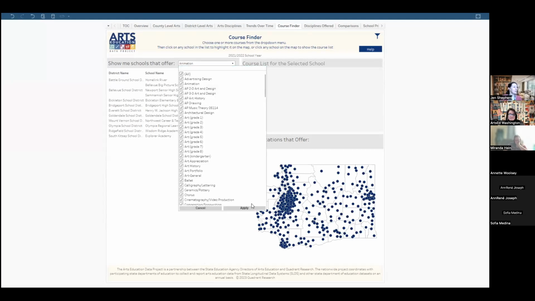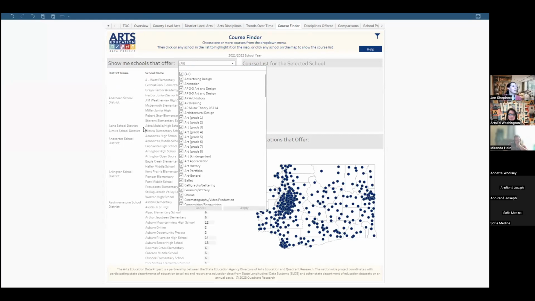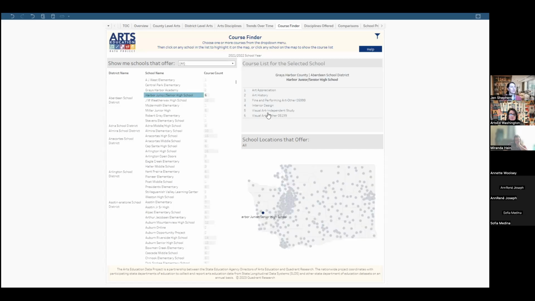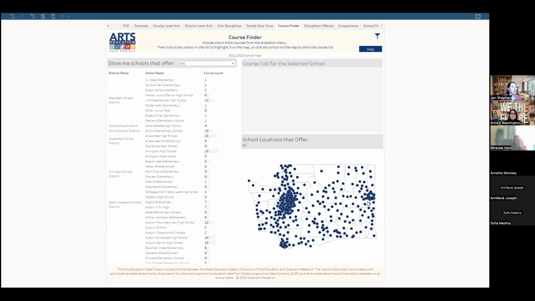Or if you're interested in a particular school, you can say, let's see, I can tell that Harbor Junior Senior High has 6 courses. I wonder what those are. Click it. There's the school, there are the courses, boom. So this one is built to answer very specific questions, but it is just kind of interesting to see where the different courses are clustered as well.